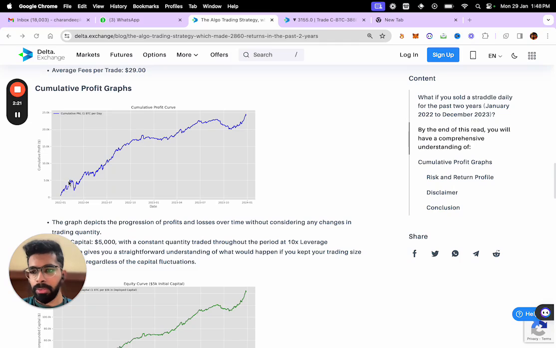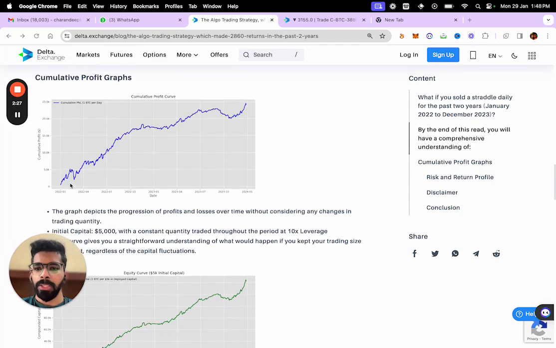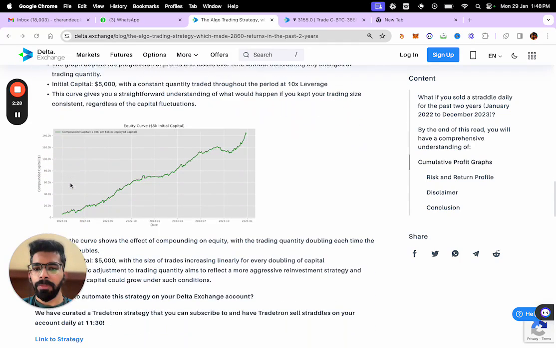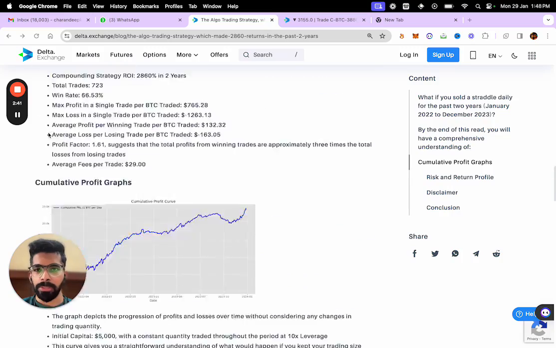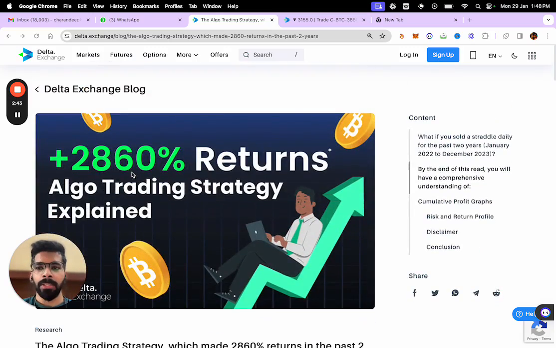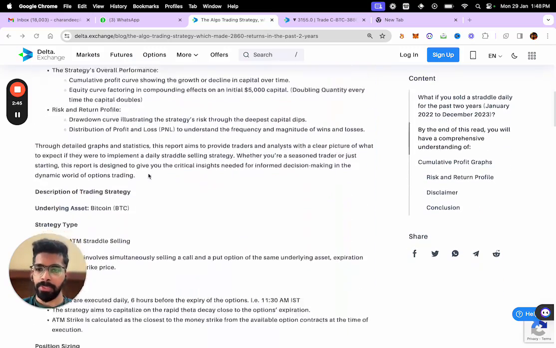But why would you do it on one Bitcoin? After you have doubled your capital here, so your $5,000 has now become $10,000, let's also double the quantity. So now, if you were to double your quantity every time your capital doubles, this is how your overall equity curve would look like. From a capital of $5,000, you would have made a return of $140,000, which is where we get our 2,860% return.